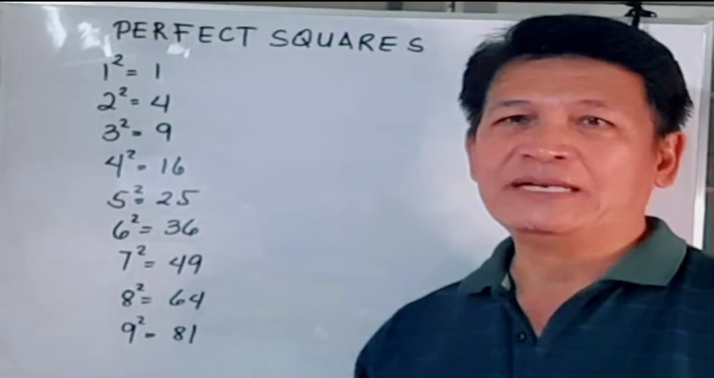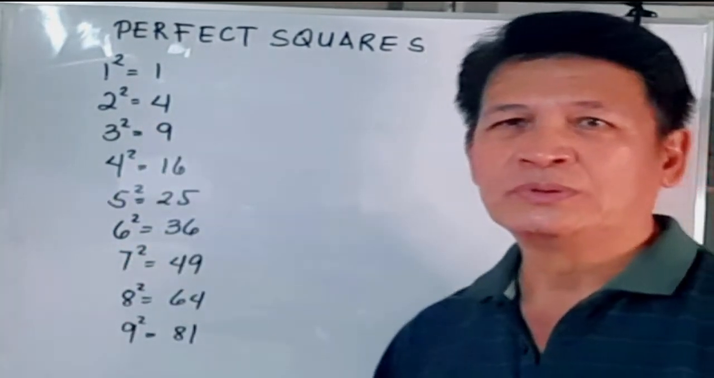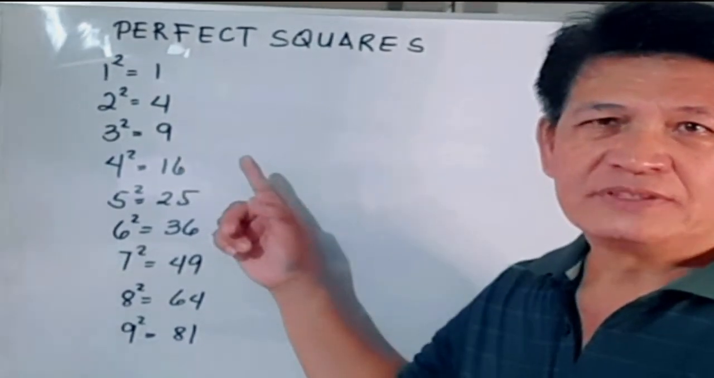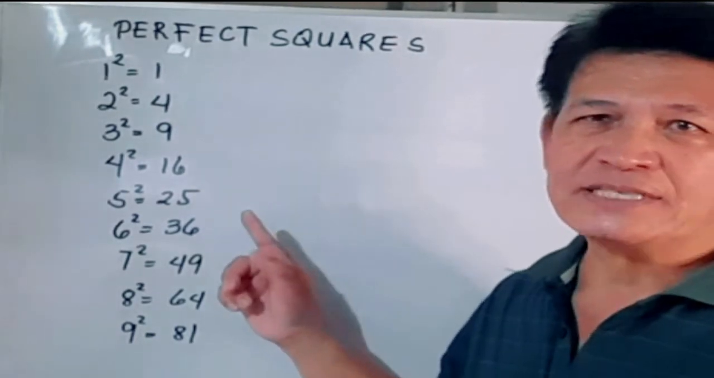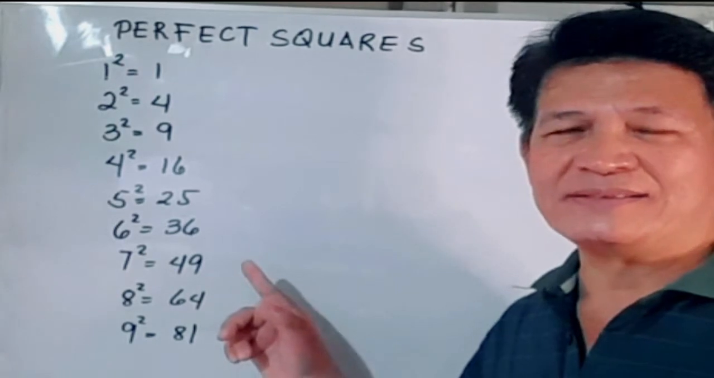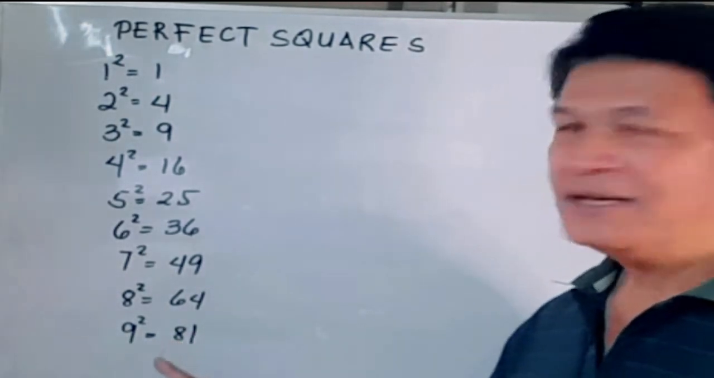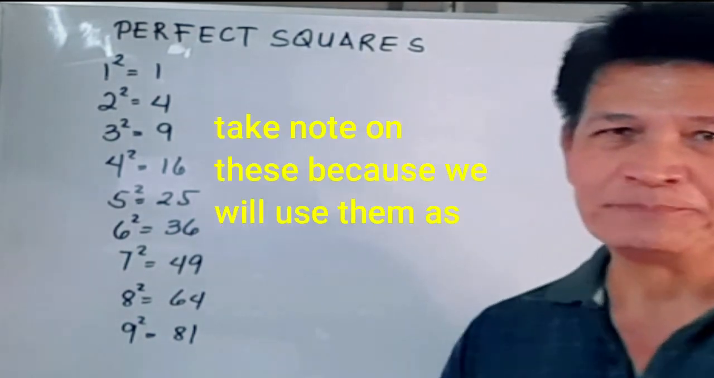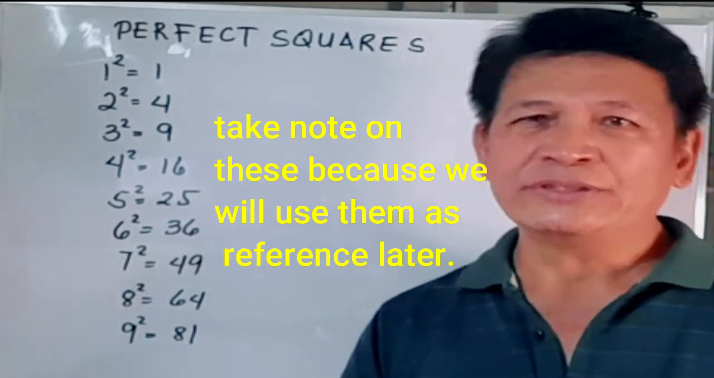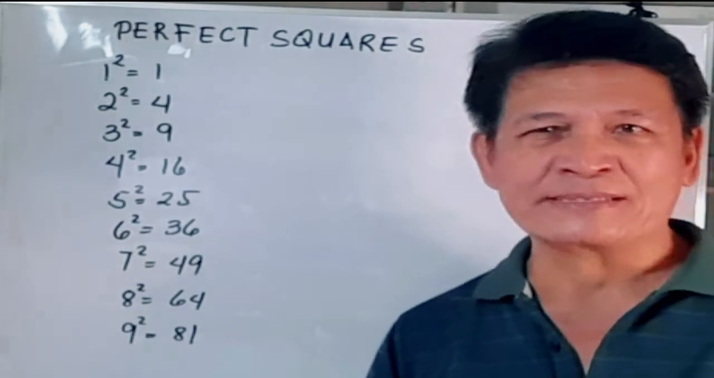Okay, here on the board, you will see the perfect square numbers from 1 to 9. Here you will find that 1 squared is 1, 3 squared is 9, 4 squared is 16, 5 squared is 25, 6 squared is 36, 7 squared is 49, and so on and so forth until 9 squared is 81. Later on, we are going to use these numbers as a reference on how to get the square root of your numbers. So let's start solving our example number 1.